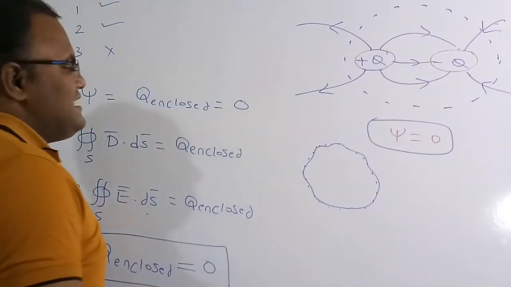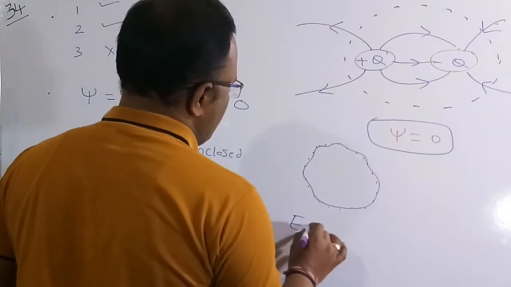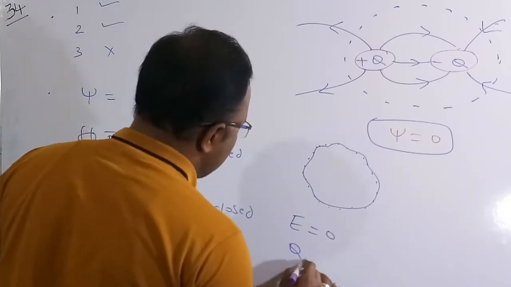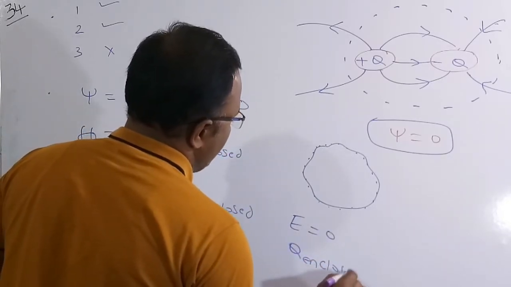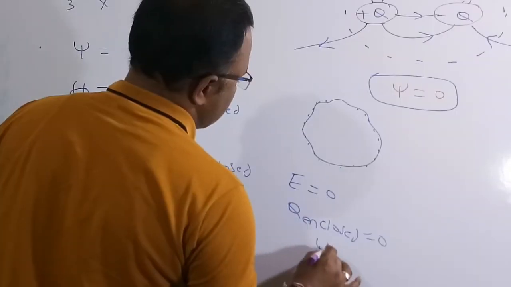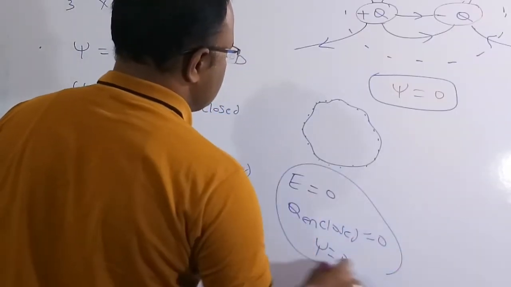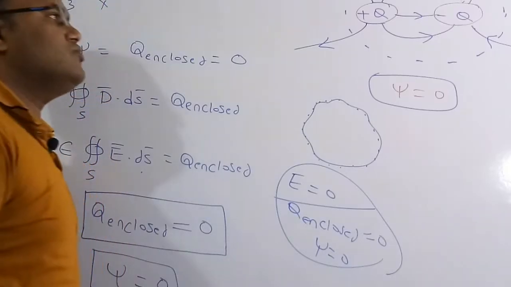So here, if E is equal to 0, only two things we can conclude: the charge enclosed is equal to 0, and the flux through the closed surface is equal to 0. Only these two things we can infer from E equal to 0.